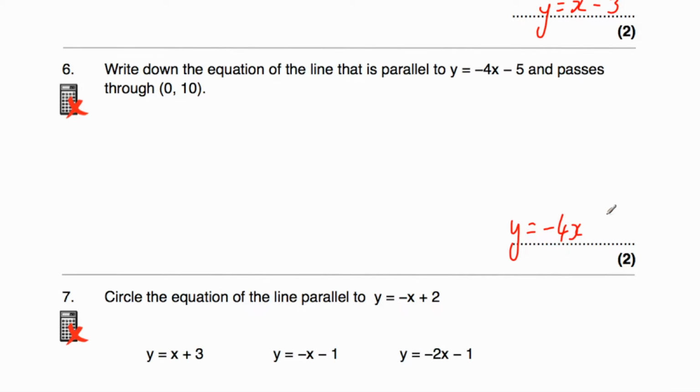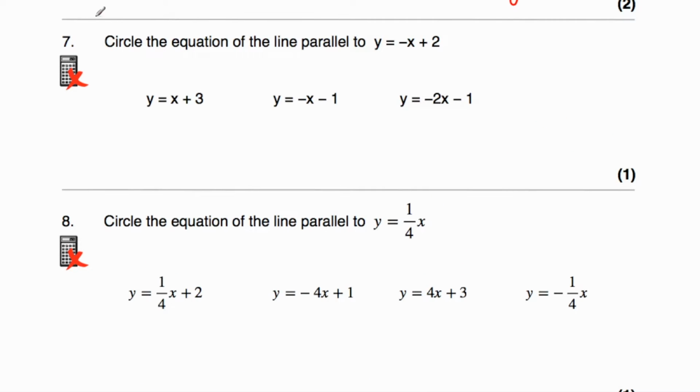Now we need to find the plus c, in other words, the y-intercept. Now the line passes through the point 0, 10. So we know that the line passes through 0, 10. So it passes through 10 on the y-axis. So that means that our equation will be y equals minus 4x plus 10. And that's it.